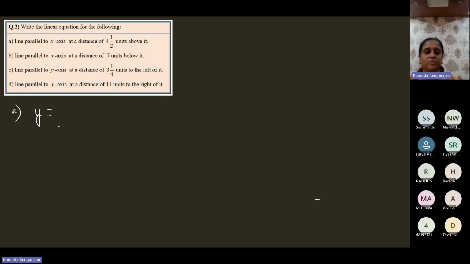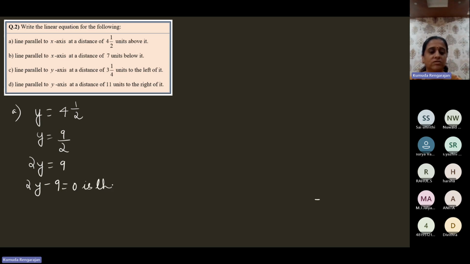Correct. Very good. If it's below, it's minus 9/2. So y is equal to 4.5 is the equation, or y is equal to 9/2. Cross multiply. 2y is equal to 9. 2y minus 9 is equal to 0 is the required equation. Thank you, Smriti. You were right.